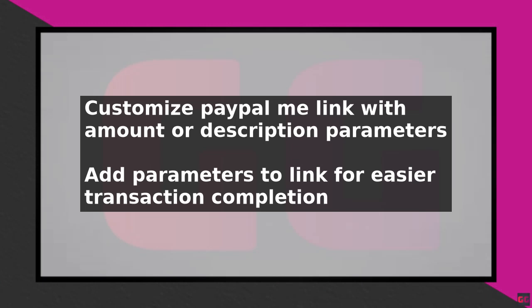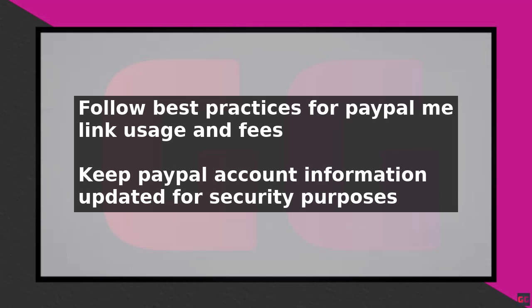It is a good idea to customize your PayPal Me link by adding a specific amount or a description to the link. This can be done by adding parameters to the end of the link, such as the amount or a note. For example, if you want to create a PayPal Me link that requests a specific amount, you can add the amount parameter to the end of the link. This will pre-fill the amount field on the payment page, making it easier for the sender to complete the transaction.